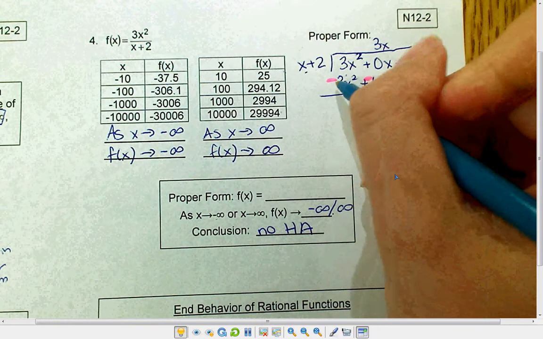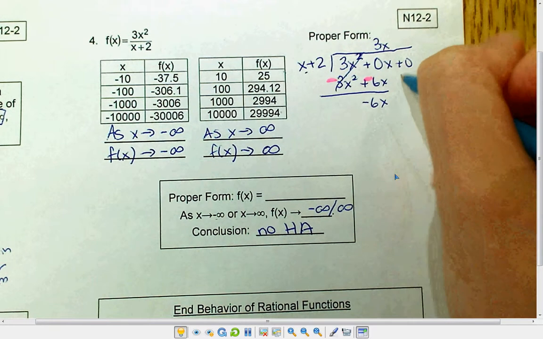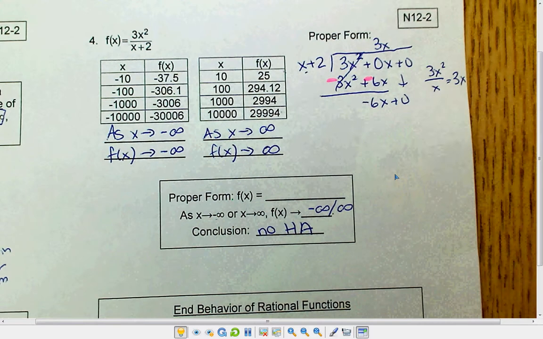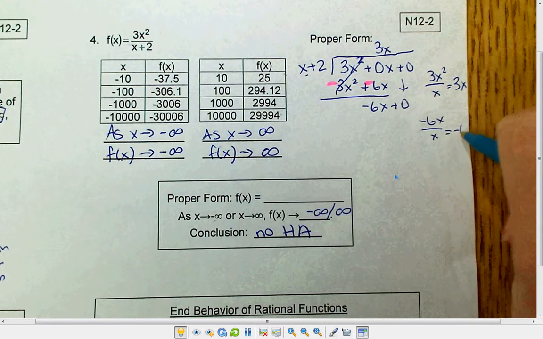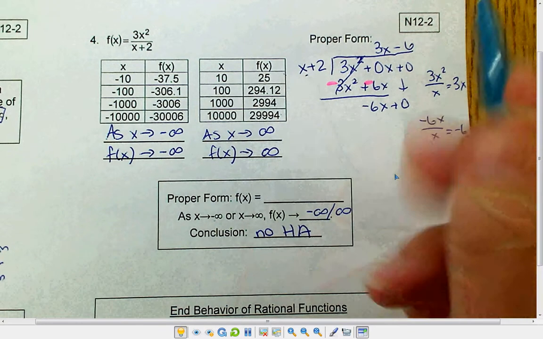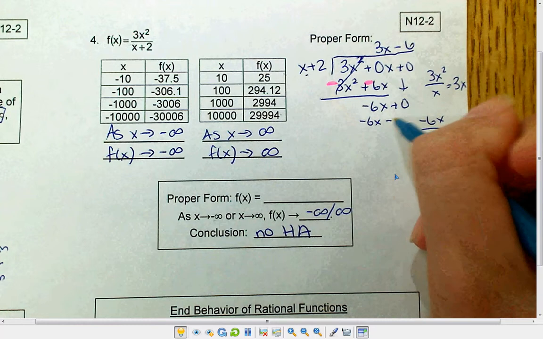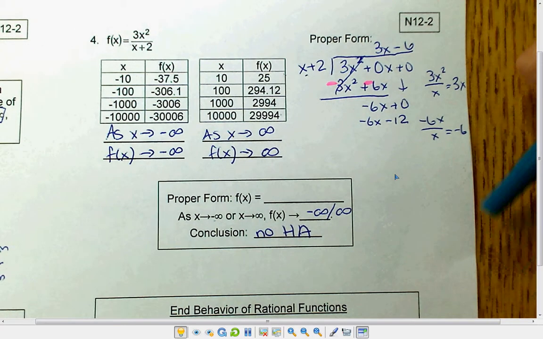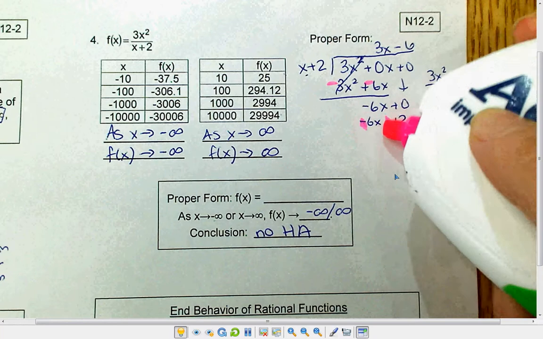So 3x squared minus 3x squared cancels out, 0 plus negative 6, negative 6x. Bring down the plus 0, repeat. So now we have negative 6x divided by x, which gives us negative 6. This is a negative 6 up here, so negative 6 times x, negative 6x. Negative 6 times 2 becomes negative 12. And again, very important next step, change your signs. So this time both of these are going to become positive.